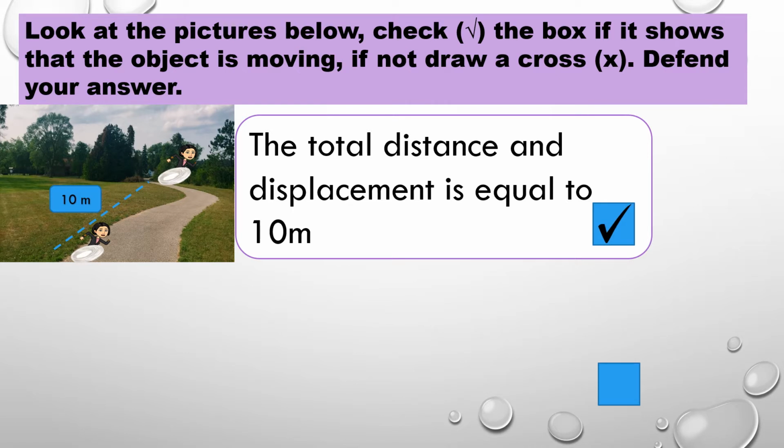Okay, why? Who can explain? It changed the distance and displacement, ma'am. Indeed, our answer here is that they are equal. The distance is 10 meters, and the displacement is 10 meters. You said check, correct. Why? Who wants to defend the answer?